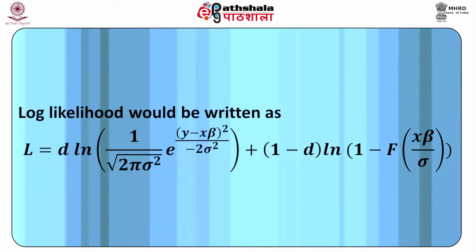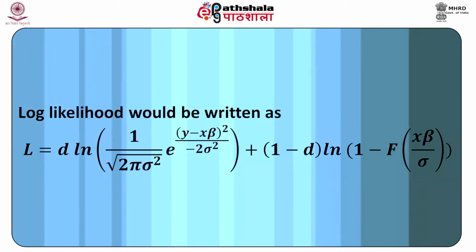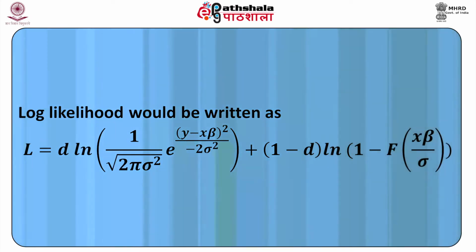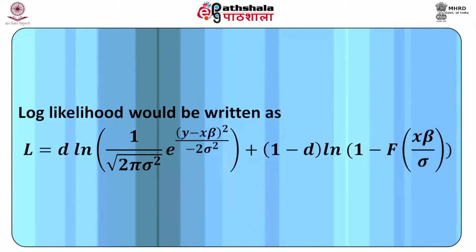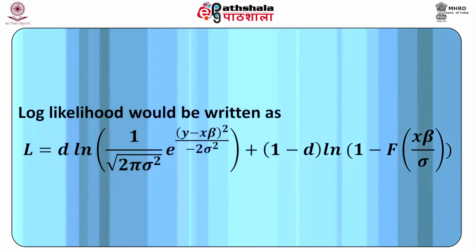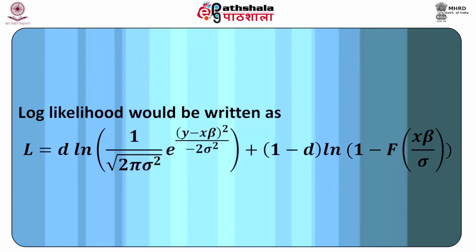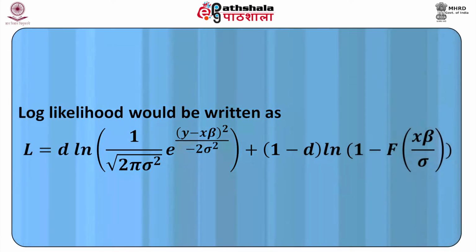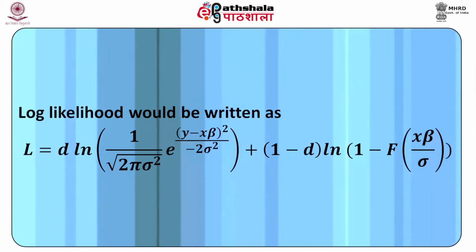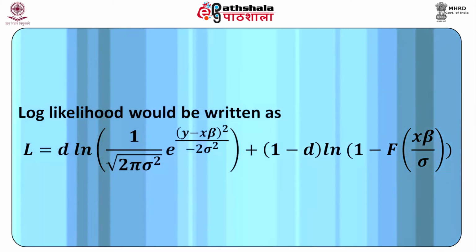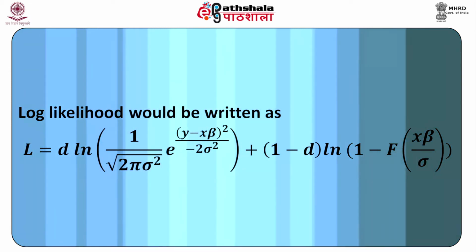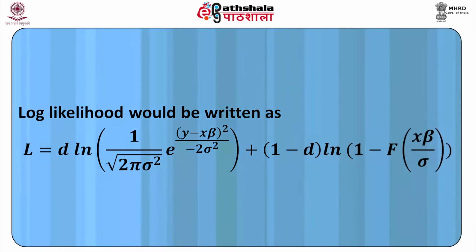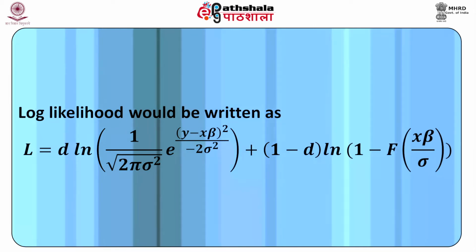Now the appendix gives the details about the Tobit model censored from above, and the log likelihood in that case is given by L is equal to d ln of, in bracket, 1 upon root 2 pi sigma square into e raised to power y minus x beta square upon minus 2 sigma square, plus 1 minus d into ln of F of x beta upon sigma.